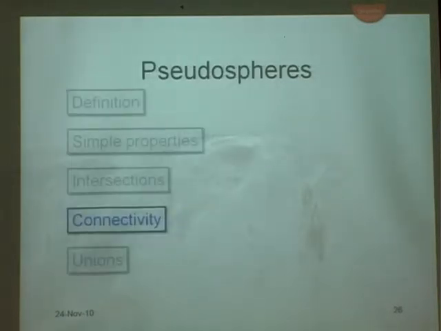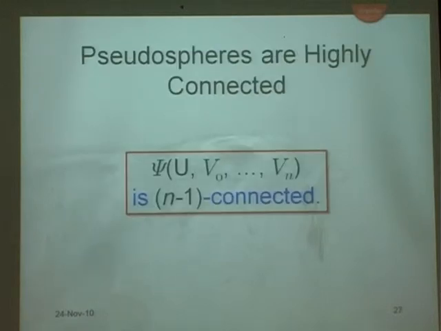Connectivity of pseudospheres is that they're very highly connected. So a lot of what we're going to be doing is showing that if some model of computation has protocol complexes that look like pseudospheres, then they're connected. In particular, if we have n plus 1 processes here, then the pseudosphere is n minus 1 connected. I mean, in fact, it's going to be n connected, but all we care about is n minus 1.